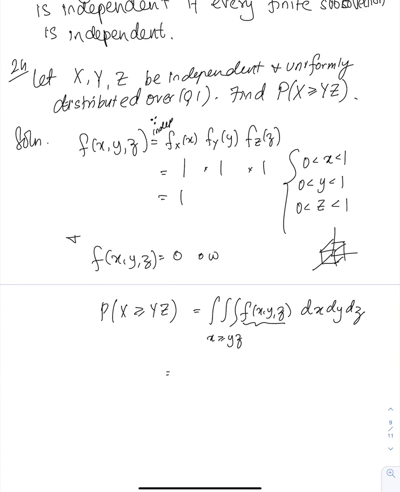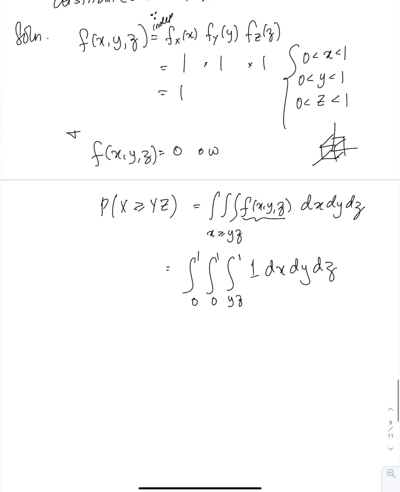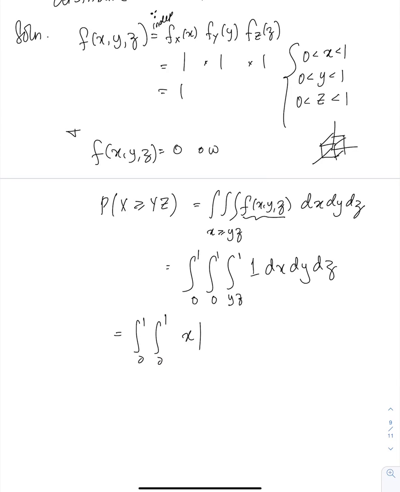All right, so what does this integral translate to? Z can be anything from 0 to 1. Y can be anything from 0 to 1. What does x need to be? X needs to be anything from yz to 1 because it's bigger than or equal to yz. And this is just 1 dx dy dz. Okay, so let's do this integral 0 to 1. Integral 0 to 1. What's the integral of 1? You'll have x evaluated from yz to 1 dy dz.